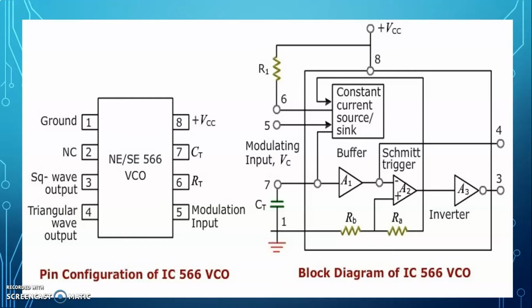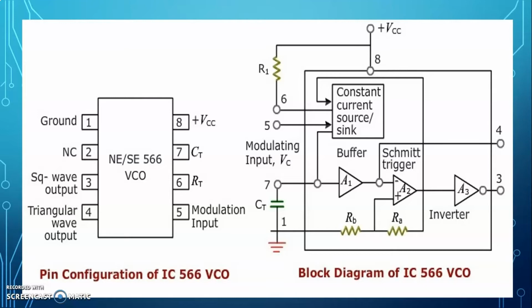First, we can discuss the constant current source. The constant current source controls the charging and discharging process of the capacitor. That is, it alternately changes the capacitor charging and discharging process. If the constant current source supplies the current to the capacitor, in such a condition the capacitor starts charging. If the constant current source changes the direction of the current, that is, it draws the current flowing from the capacitor, in such a condition the capacitor starts discharging.